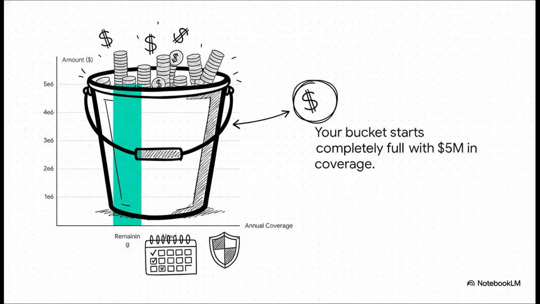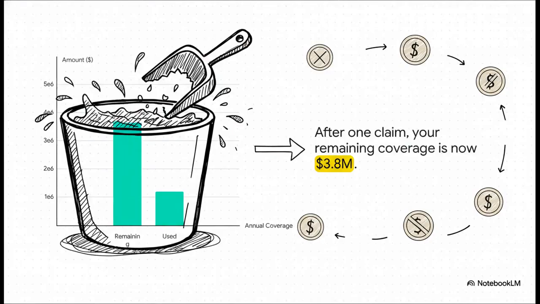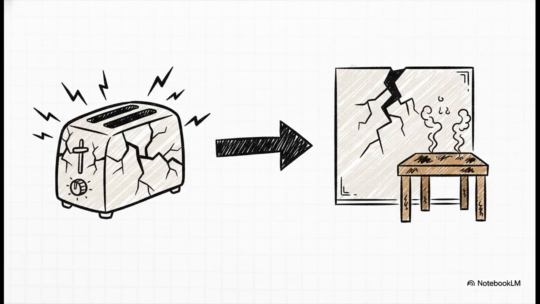As you should. But a few months into the year, bam, a customer has a nasty slip and fall accident on your property. It's a serious injury, and the claim payout comes to $1.2 million. And whoosh, that one claim takes a huge scoop right out of our bucket. Just like that, our total coverage for the rest of the year has dropped all the way down to $3.8 million.